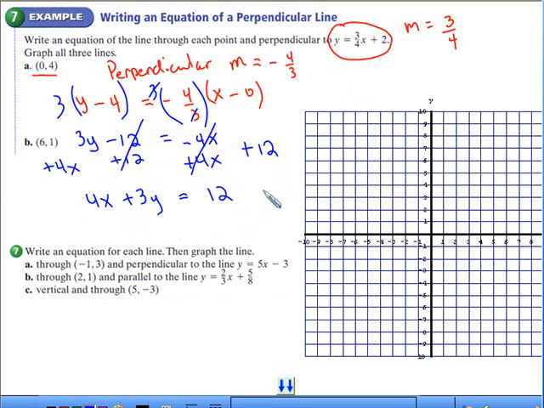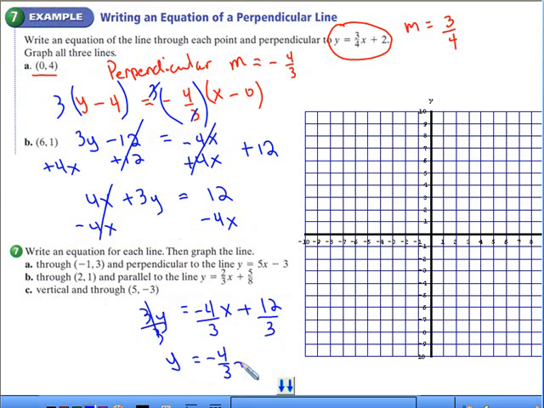And if you want to put it in slope-intercept form, you would just do some additional work. You get 3y is equal to negative 4x plus 12, divide everything by 3, so y would equal negative 4 over 3x plus 4. So depending on if they want the answer in standard form or in slope-intercept form, just do some additional work if they want it in slope-intercept form.